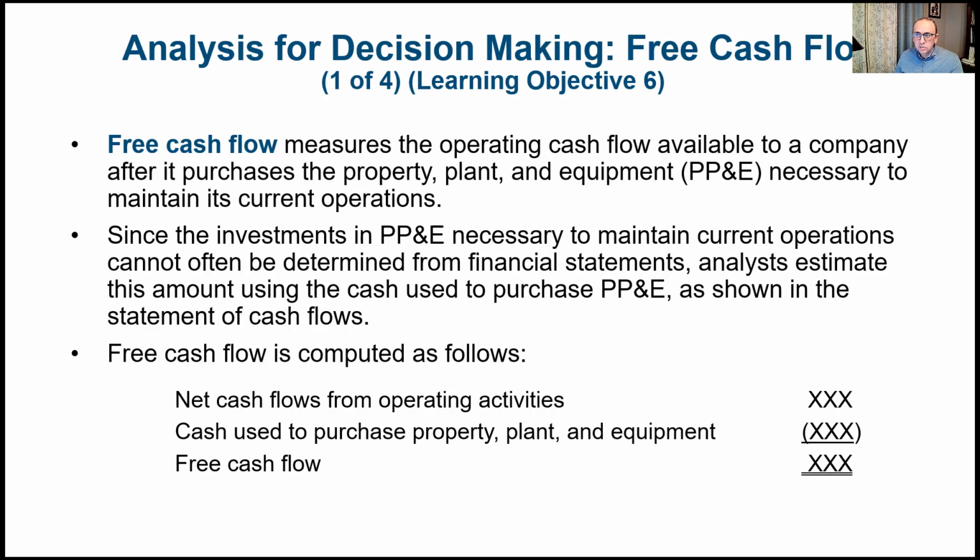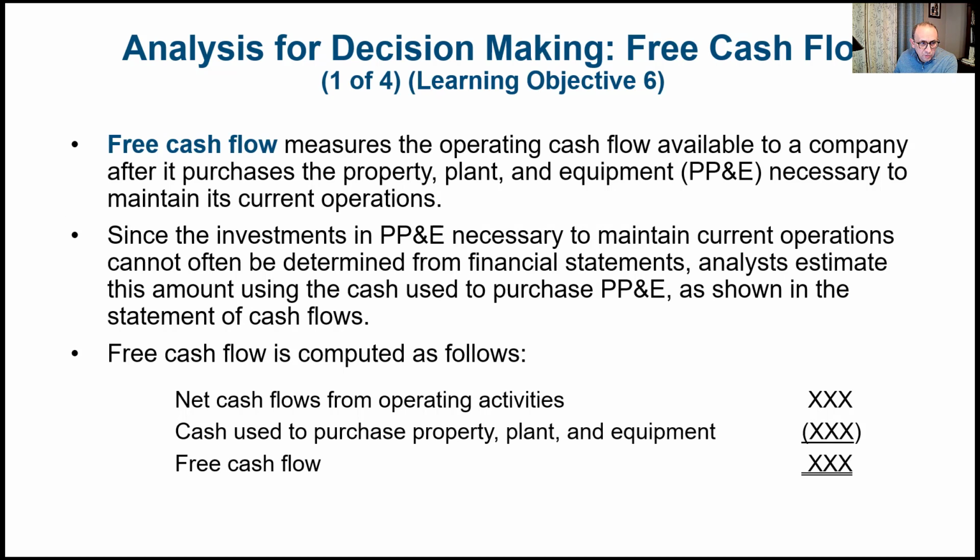Now let's do some analysis for decision making. One of the ratios related to the statement of cash flow is the ratio of free cash flow to sales. So what is the free cash flow? The free cash flow measures the operating cash flow available to a company after it purchases the property, plant, and equipment necessary to maintain its current operations. Since the investment in property, plant, and equipment necessary to maintain current operations cannot often be determined from financial statements, analysts estimate this amount using the cash used to purchase property, plant, and equipment as shown in the statement of cash flows.